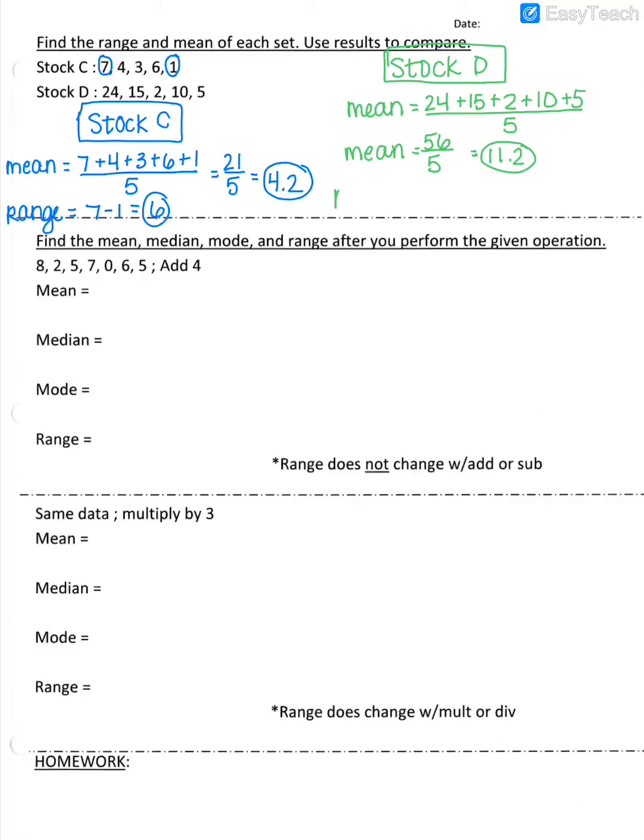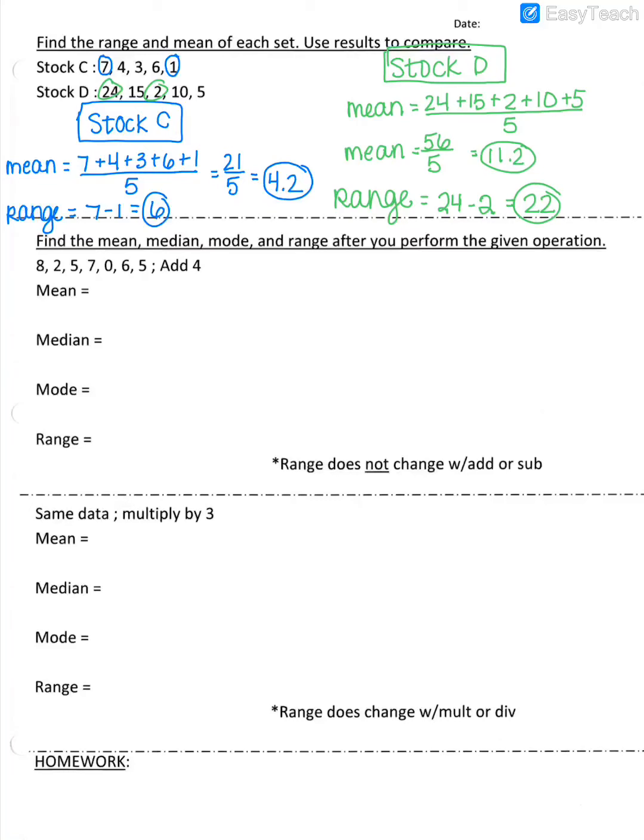The last thing we're going to do with this is find the range. So the biggest number that we had here was 24, and the smallest was 2. So we'll do 24 minus 2. Sorry, for some reason that's writing strange. So our range is 22.